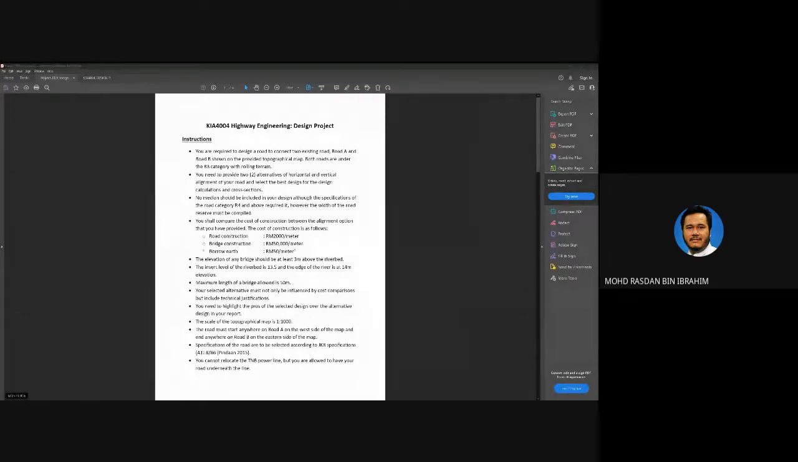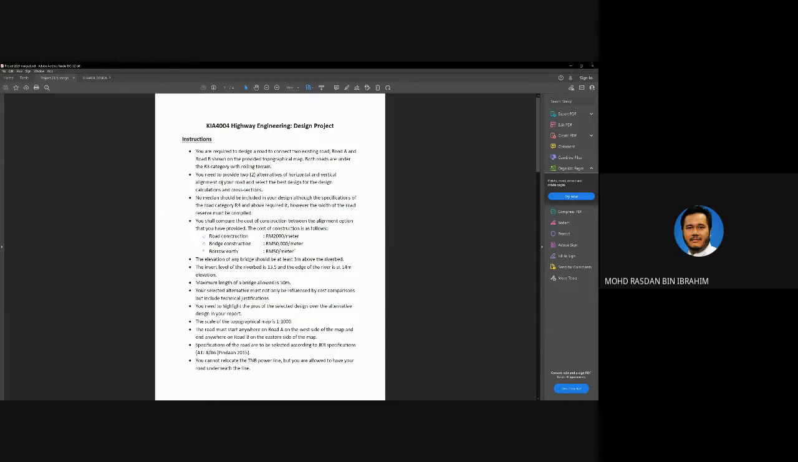You are required to design a road connecting 2 existing roads, Road A and Road B, shown in the topo map. The category of the roads is shown, and the terrain is regarded as rolling terrain. So you need to provide 2 alternatives of horizontal and vertical alignment. I'll show you the details later. We'll go through these instructions in detail in week 3, because today is just an introduction.